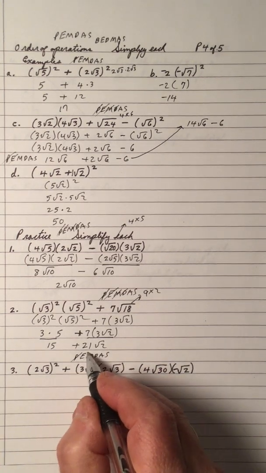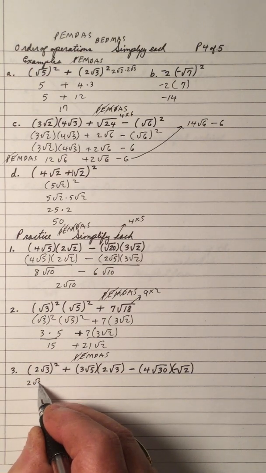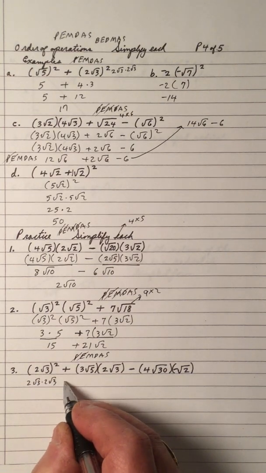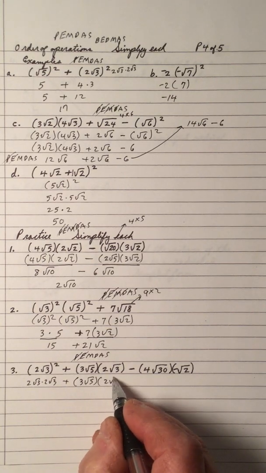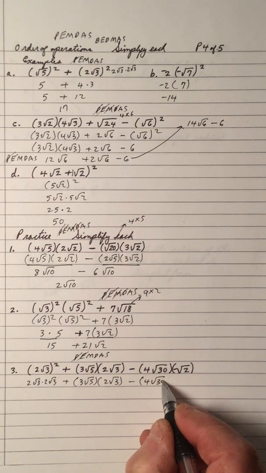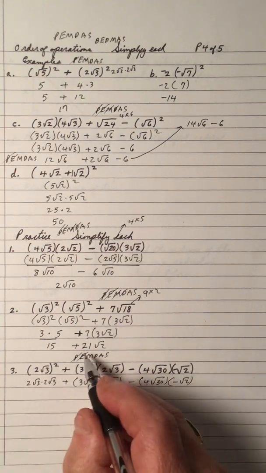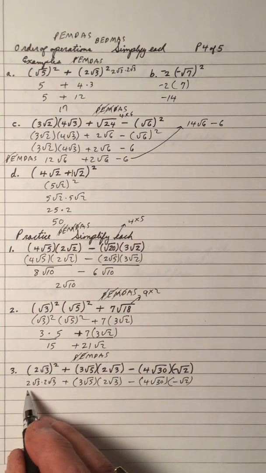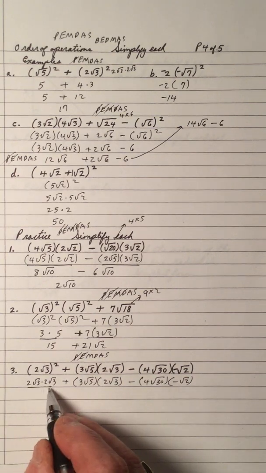So we have to do the exponent next. So 2 root 3 times 2 root 3. And I have to leave the other ones alone, so I'm just writing down the other one. So I had to do my square first. And now, when I do that square, I have to multiply or divide left to right. So I got a multiplication.